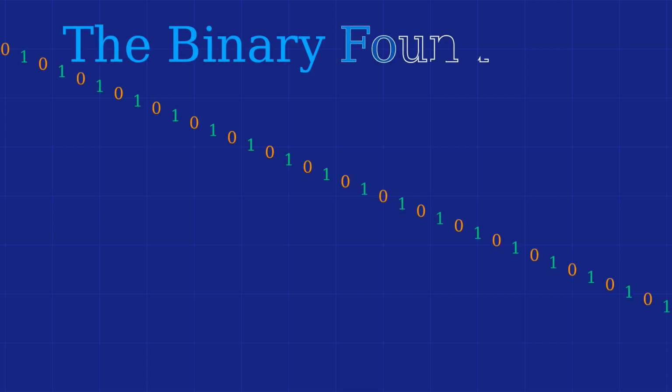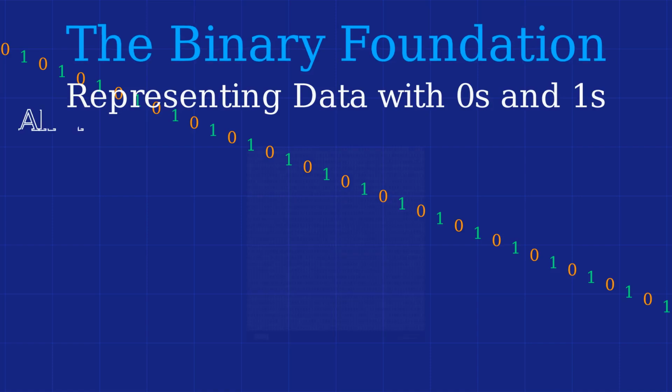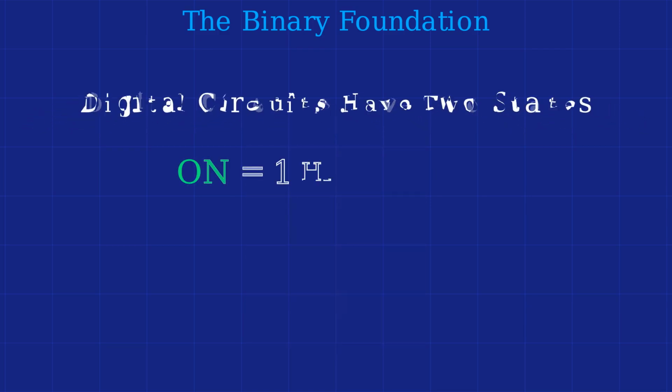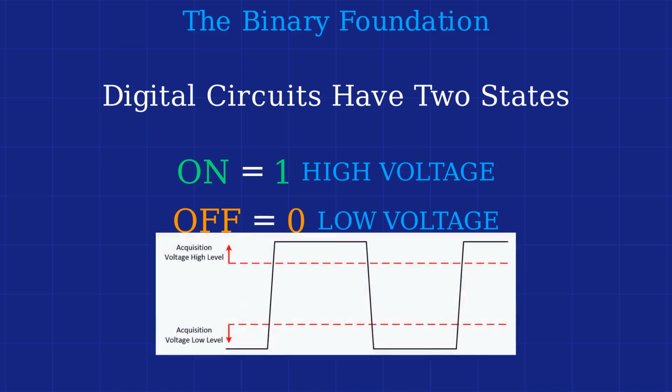At the heart of every computer lies a simple yet powerful concept: binary representation. All data, from text and images to videos and software, is ultimately stored and processed as sequences of zeros and ones. A letter, a pixel, or a sound sample, everything is converted to binary. This is because computers operate using digital circuits that have two distinct states: on, represented by 1, and off, represented by 0. These states are physically realized by high and low voltages within the circuits, as shown in this square wave pattern.